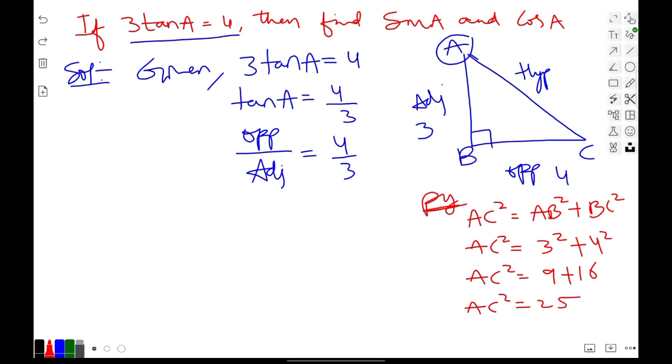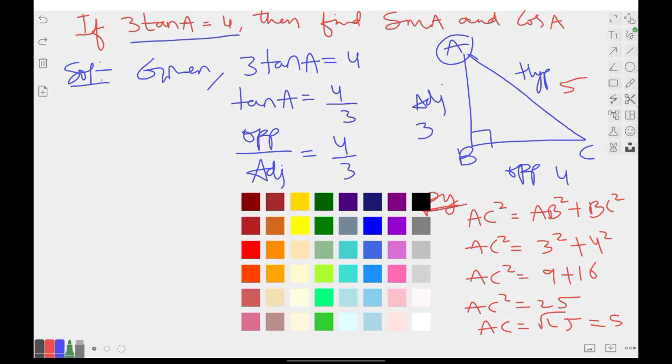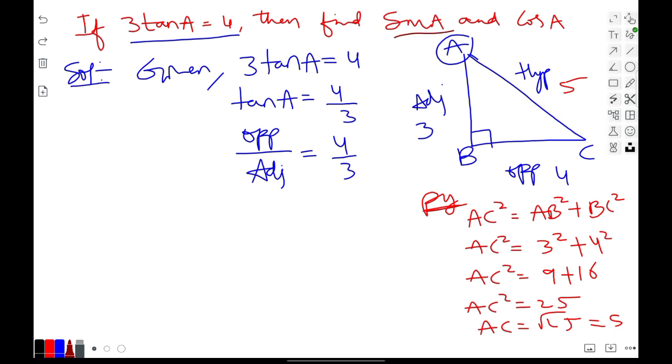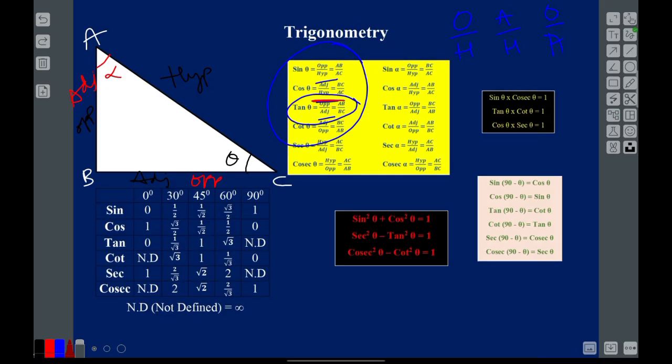Now when I send the square to the opposite side, it becomes a square root. So the square root of 25 is nothing but 5. So what is the hypotenuse here? 5. Why did I find the hypotenuse? Because in order to find sin A and cos A, we need the hypotenuse, because sin A is opposite by hypotenuse and cos is adjacent by hypotenuse.